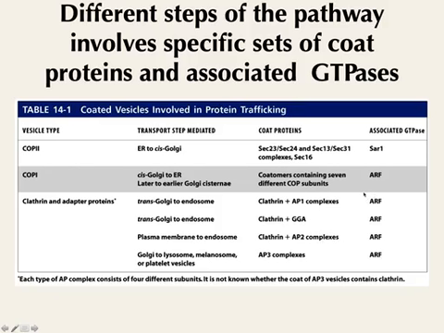Okay, so there is a lot of specificity built into the system, but the general rules I'm going to tell you about today can apply throughout, because if you look at this table, what it illustrates is, although there are different kinds with specific transports, there's always a GTPase and there are always coat proteins. Okay, so let's see how this works.